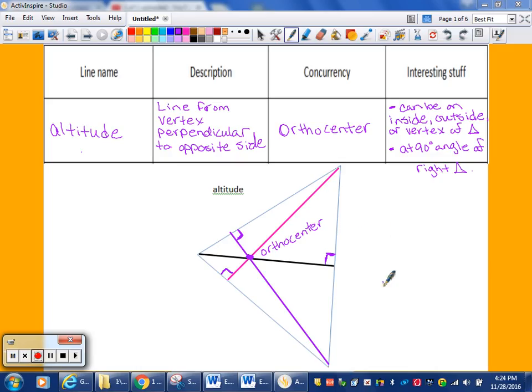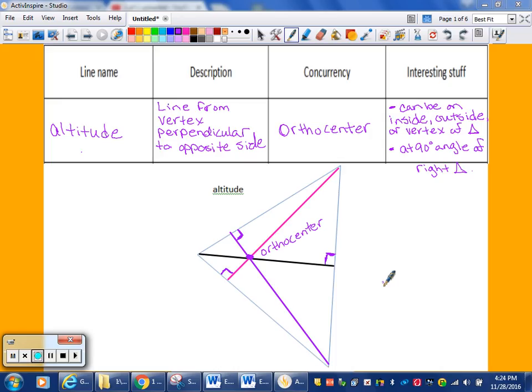Today we're going to talk about points of concurrency, which is when certain lines in triangles meet at a common point. That's the point of concurrency. There are 4 different ones for triangles, so let's go through them one by one.